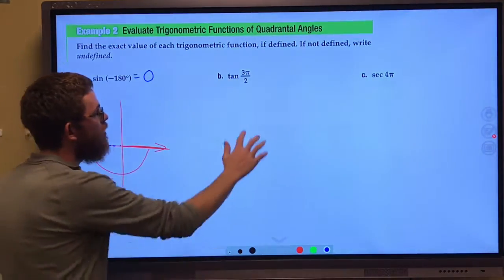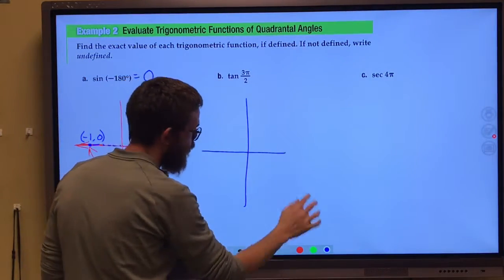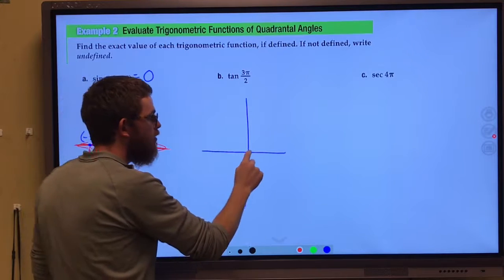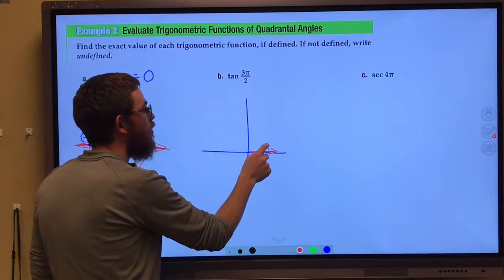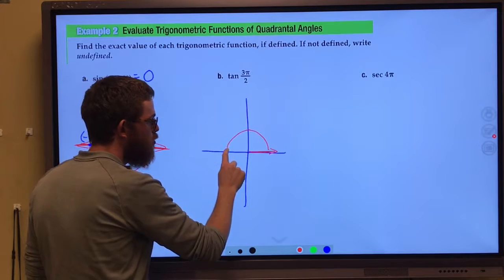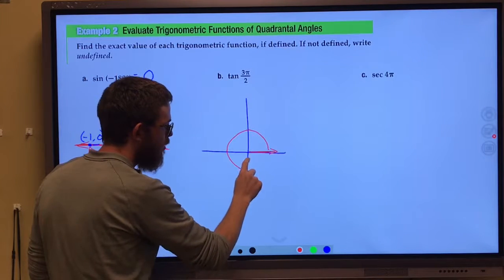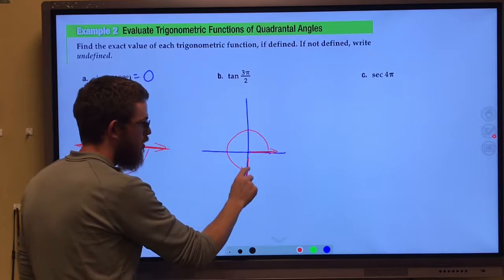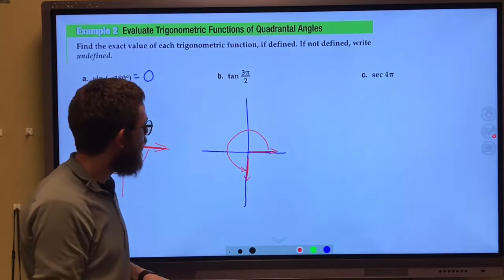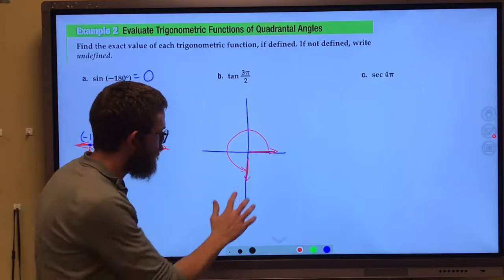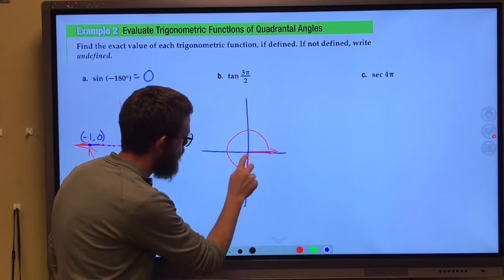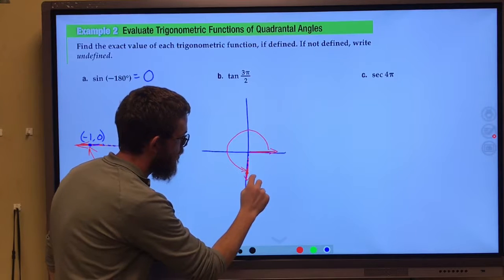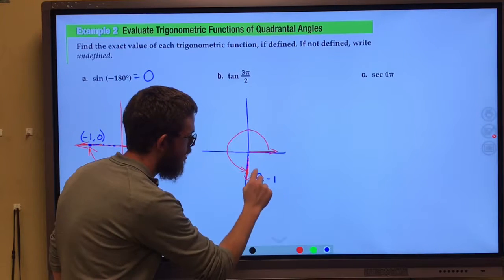Moving on to tangent, 3 pi over 2. Well, positive 3 pi over 2. That's 1 pi over 2, 2 pi over 2, 3 pi over 2. There's going to be our terminal side. And so right there, if we think about the corresponding point on our unit circle, the radius of 1, that point is 0, negative 1.